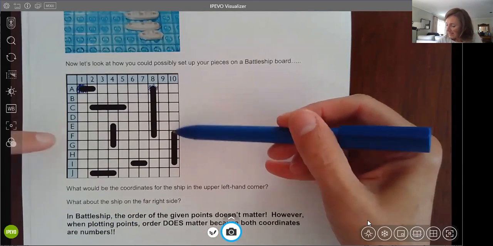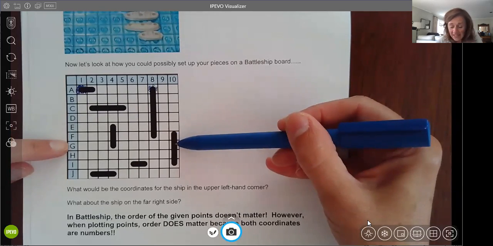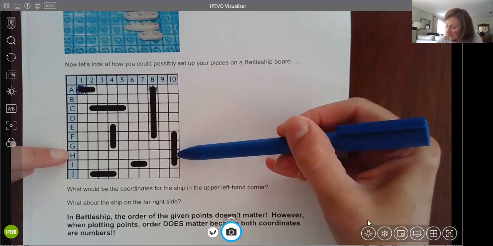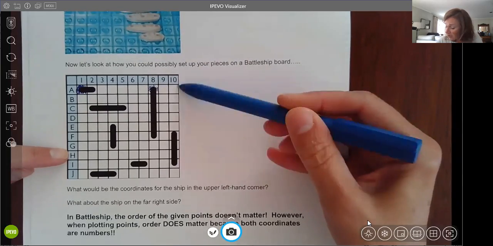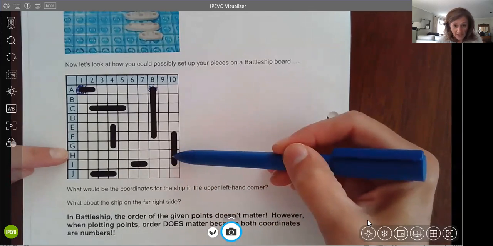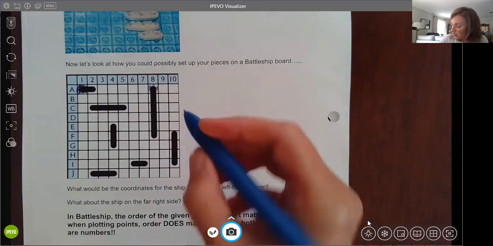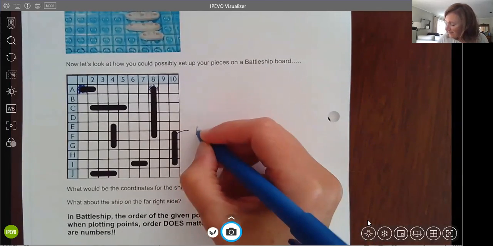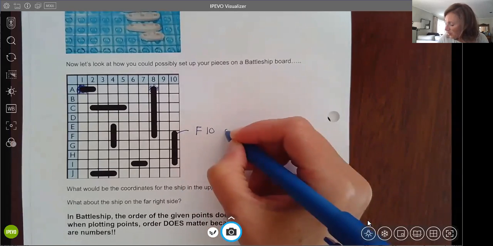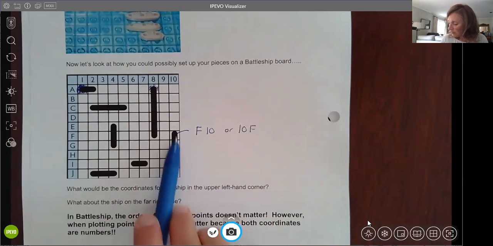So you could say 10F, you could say 10G, you could say 10H, right? It's where this column and these rows intersect. So with Battleship, it doesn't matter, right? You could label this, let's see, you could say F10 or 10F. It doesn't matter because everyone would know how to find that.